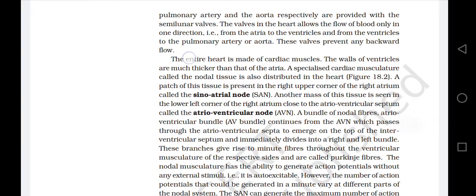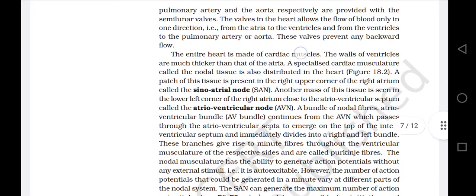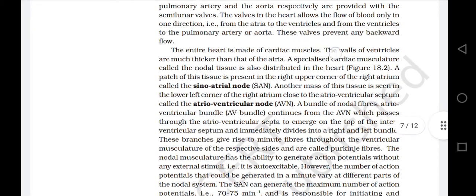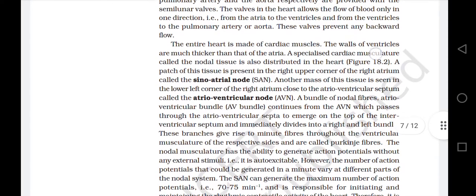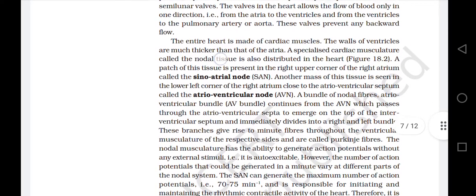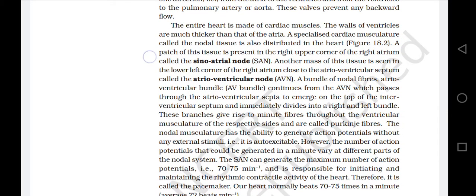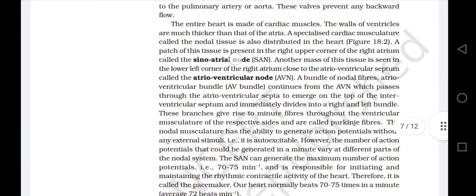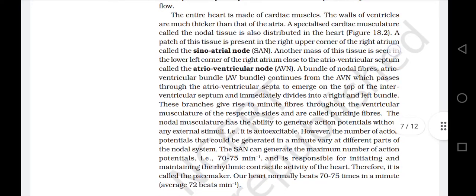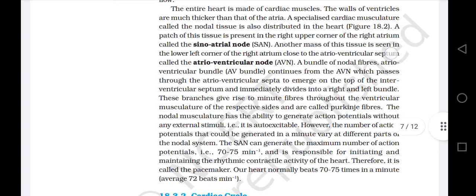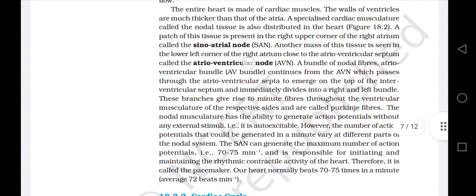The entire heart is made up of cardiac muscles. The walls of the ventricles are much thicker than those of the atria. A specialized cardiac musculature called the nodal tissue is also distributed in the heart. Figure 18.2. A patch of this tissue is present in the right upper corner of the right atrium, called the sinoatrial node (SAN). Another mass of this tissue is seen in the lower left corner of the right atrium close to the atrioventricular septum, called the atrioventricular node (AVN).